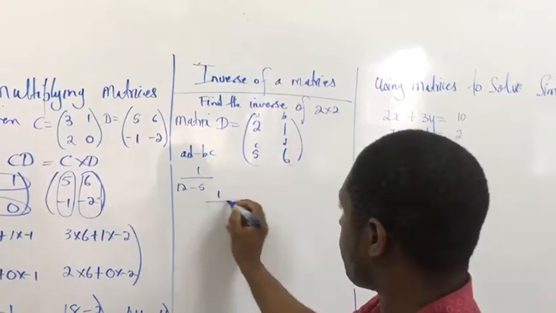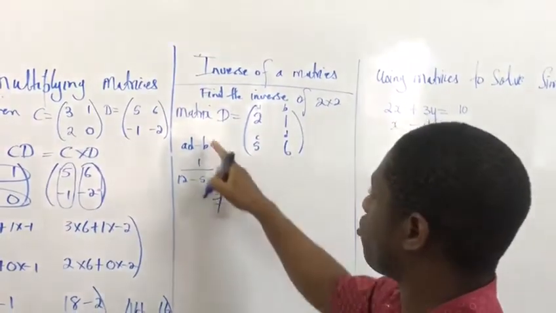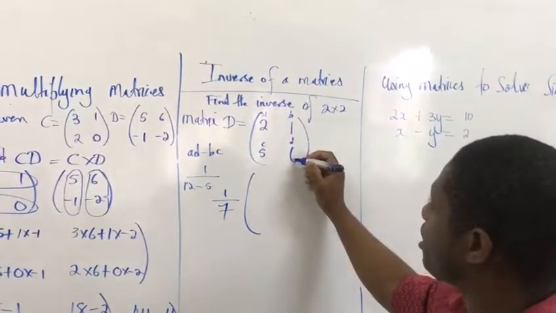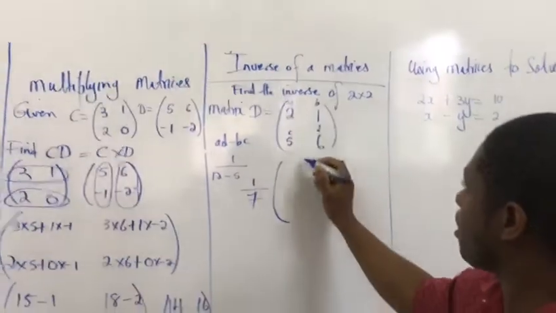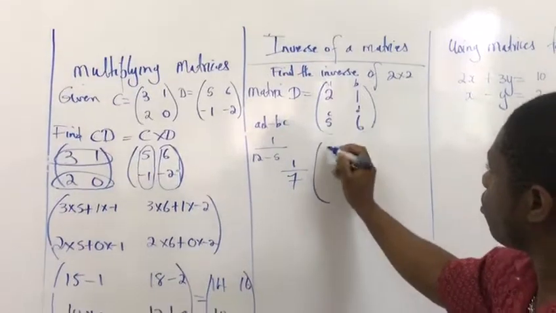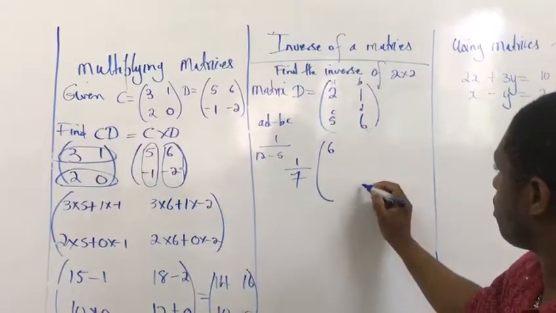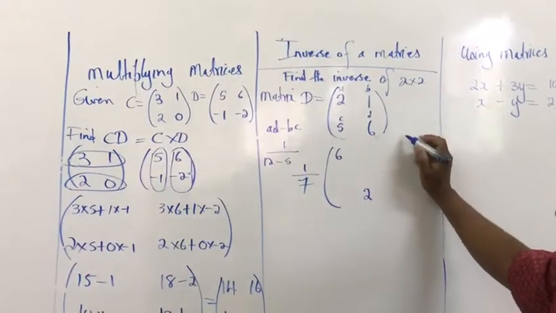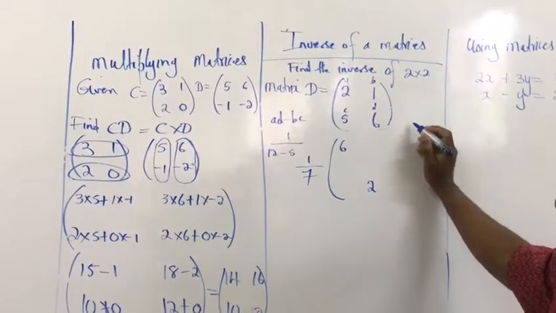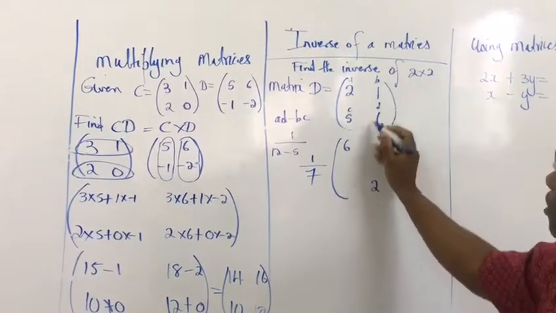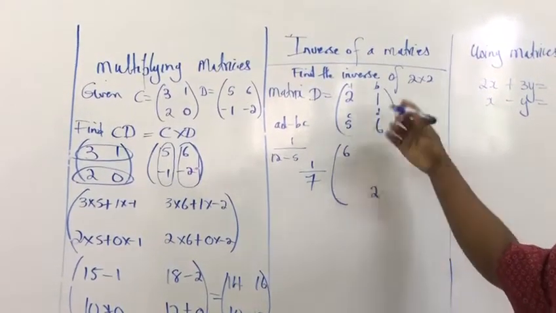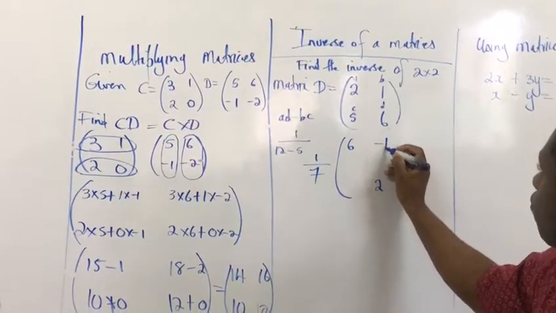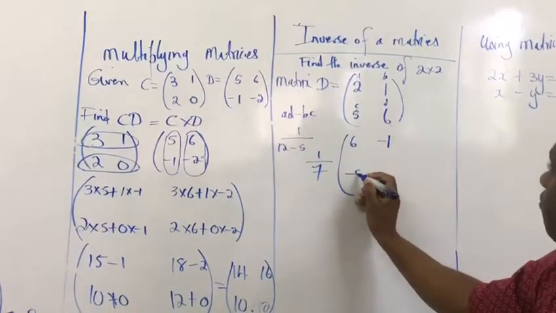So for the first part we get 1 over 7. So it's 1 over the determinant. Now we're going to interchange D with A and A with D. So 6 will go here and 2 here. Now for the second diagonal we're going to multiply by a negative 1. So if this is negative, it will become positive. If it was positive, it will become negative. So let's take out negative 1 and negative 5.